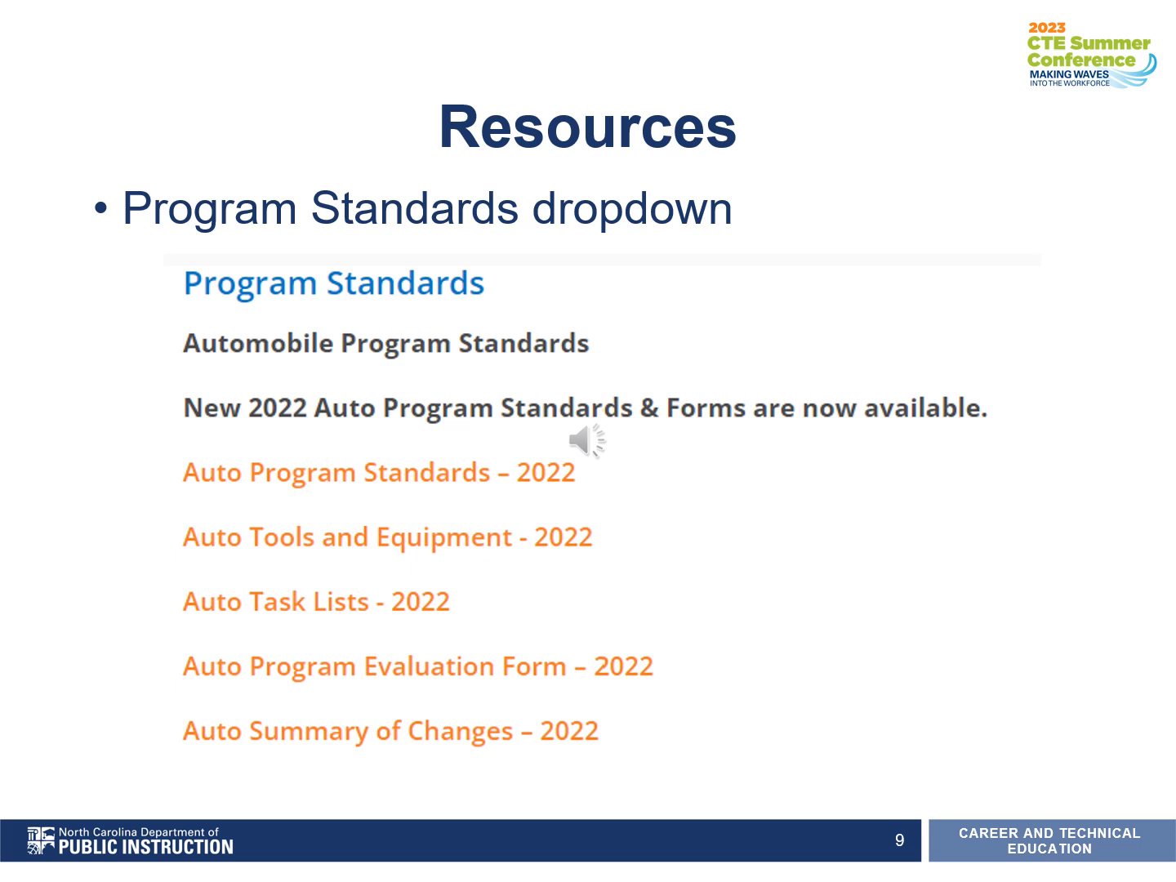A very useful form is the auto program evaluation form. That breaks down all the standards and what needs to be in each file when we do our application. And so it's a really good document. Highly recommend downloading it. And then also is the auto summary of changes in 2022. So the last version of accreditation was the 2018. So this will have all the changes between 2018 and 2022.